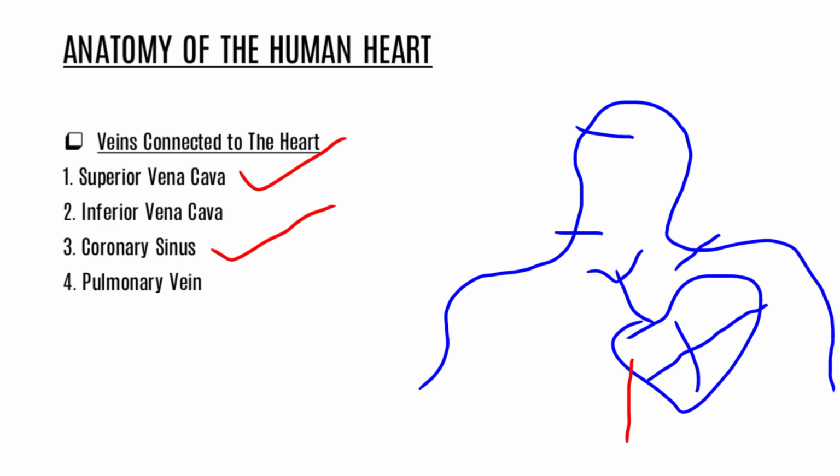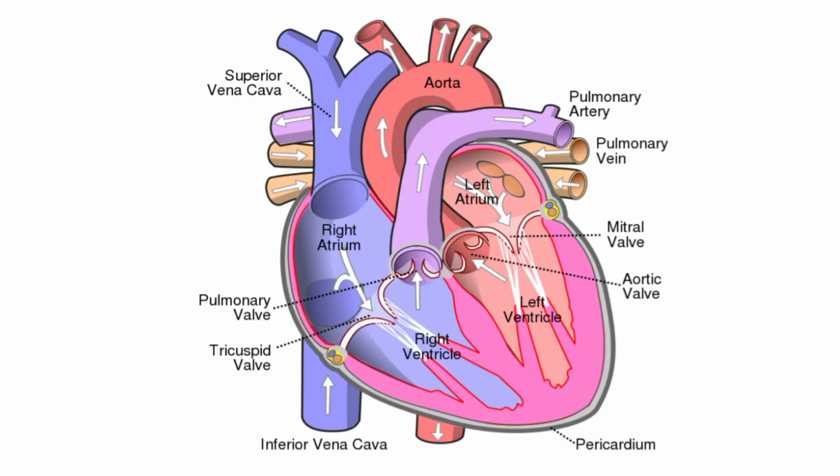The pulmonary vein will collect oxygenated blood from the lung and supply it to the left atrium. So the pulmonary vein is the only vein in the body that is known to carry oxygenated blood. So note that peculiarity about the pulmonary vein.